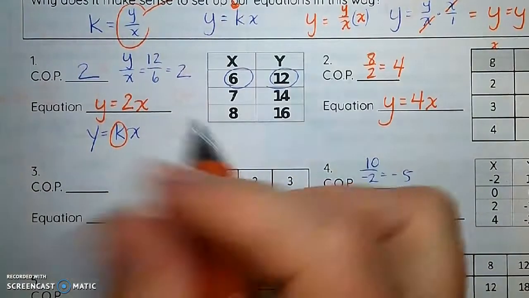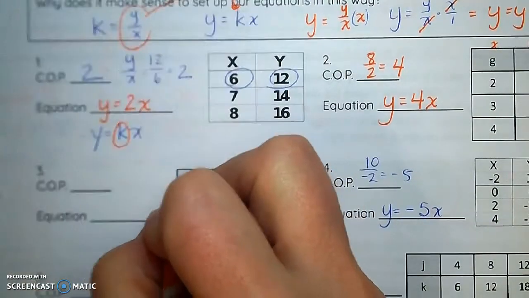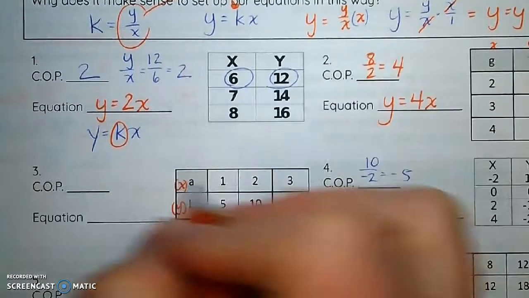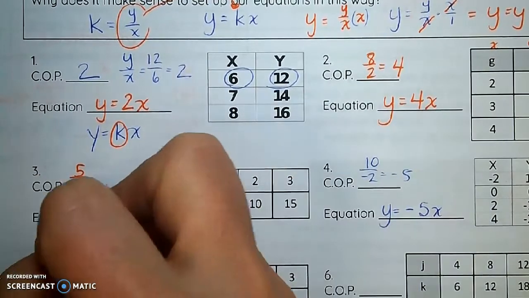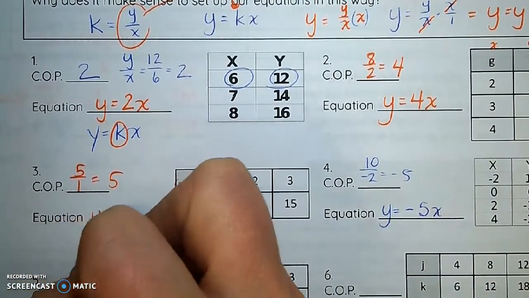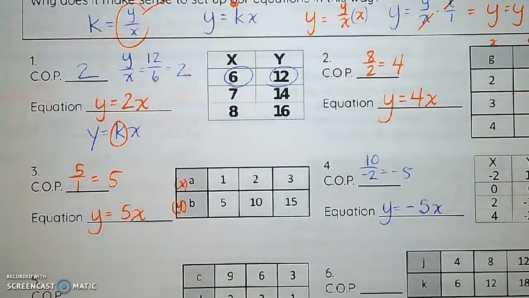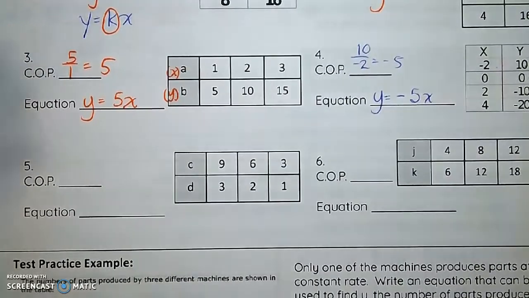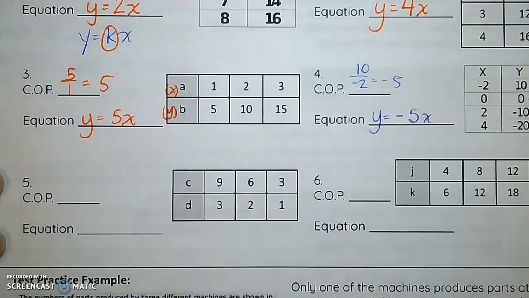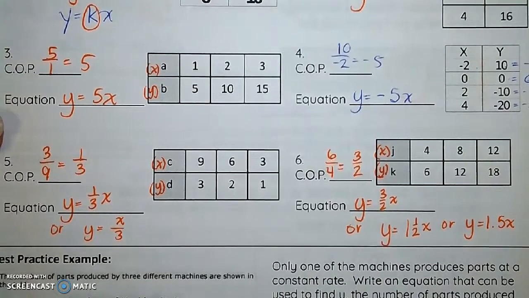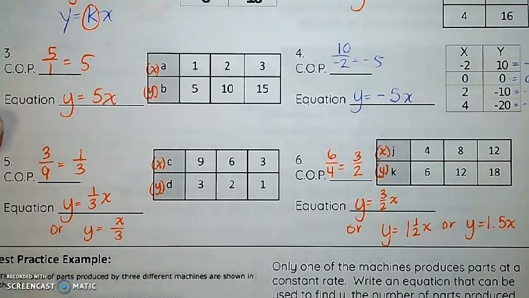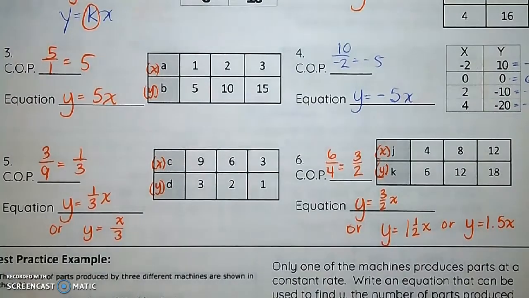Over here, remember, this is just different letters that they've used. So I'm going to do 5 divided by 1, which is 5, and my equation is y equals 5x. Down here, I'm going to pause it, and then I want you to pause it as well and try these two, see if you can get them, and then turn it back on. All right, so once you've turned this back on, pause it and check your answers in your work to see if your work matches up with mine.